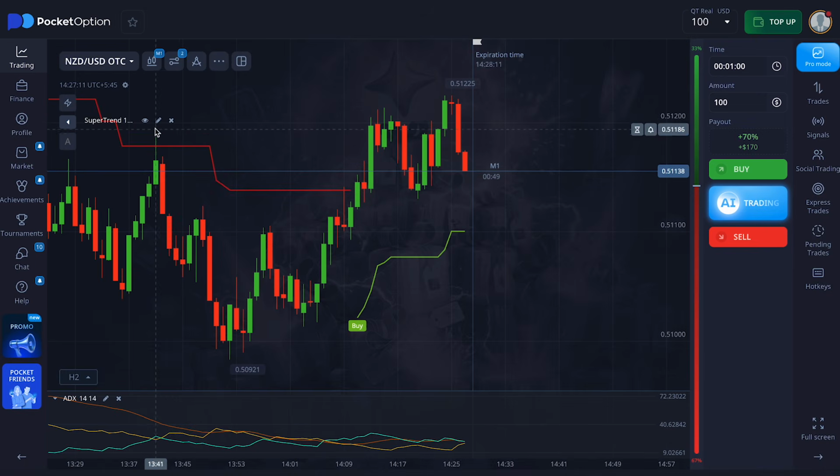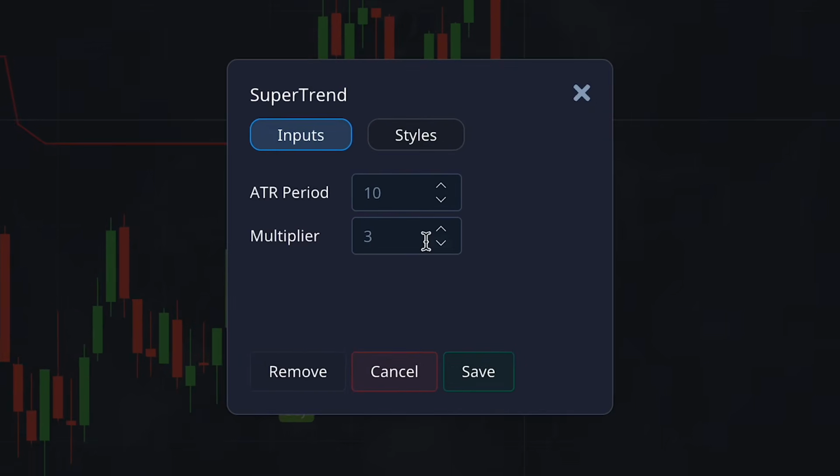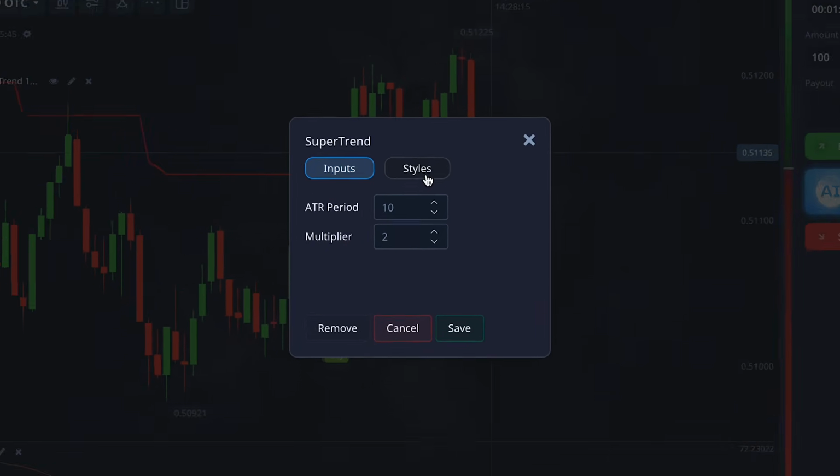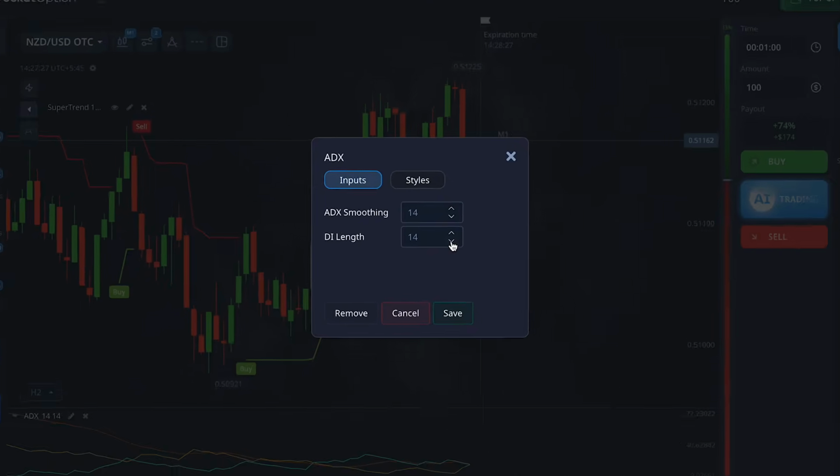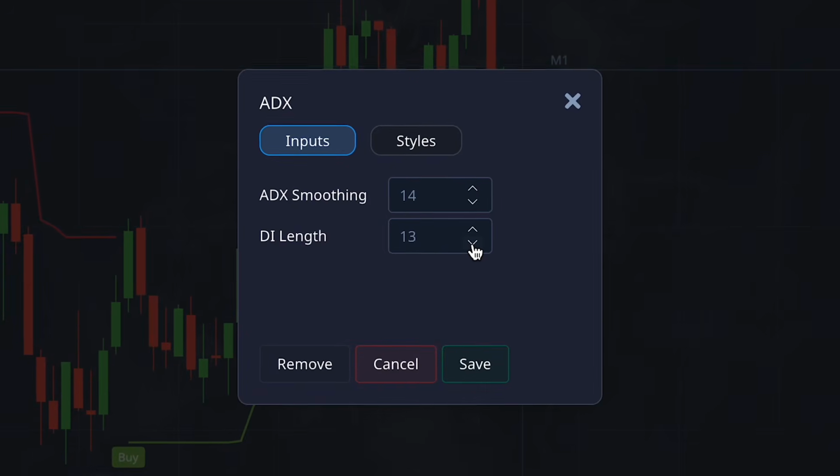Now let's change the value of Super Trend. Let's make the multiplier 2 and save it. Okay, now let's change the period of ADX as well. Let's make the DI length 5.